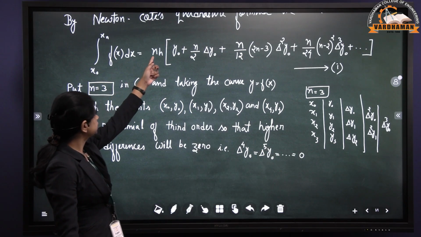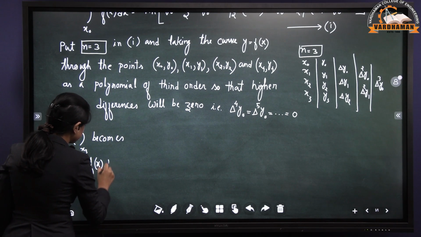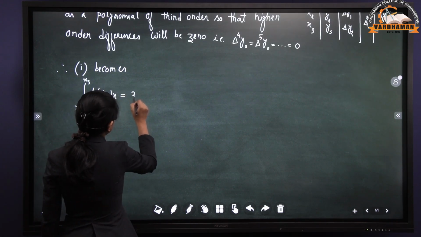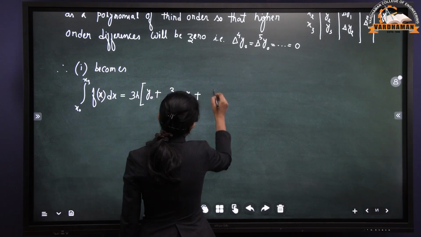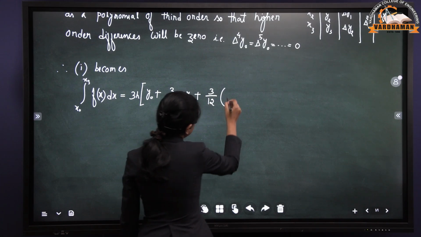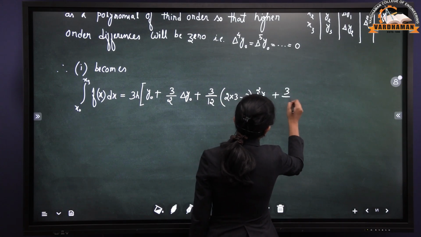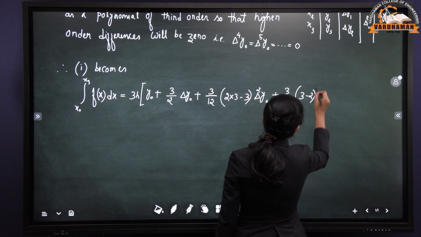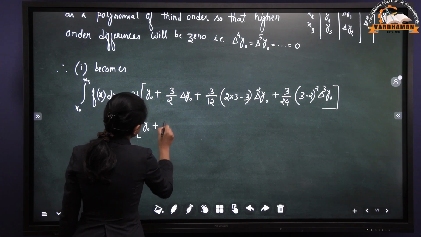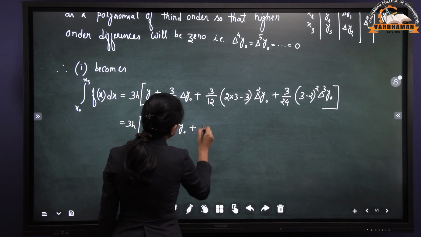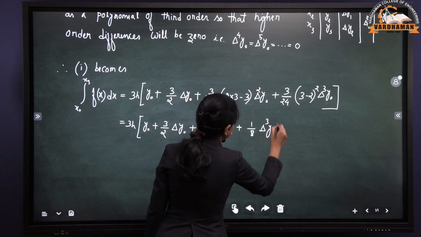Now as we are going to put n equal to 3, equation 1 becomes integration x0 to x3 f of x dx which will be equal to nh, that means 3h, y0 plus n by 2, 3 by 2 first forward difference of y0 plus n by 12, 3 by 12, 2n minus 3, 2 into 3 minus 3, second forward difference of y0 plus n by 24, 3 by 24, n minus 2, 3 minus 2 whole square, third forward difference of y0. So we will get 3h [y0 plus 3 by 2 first forward difference of y0 plus 3 by 4 second forward difference of y0 plus 1 by 8 third forward difference of y0].